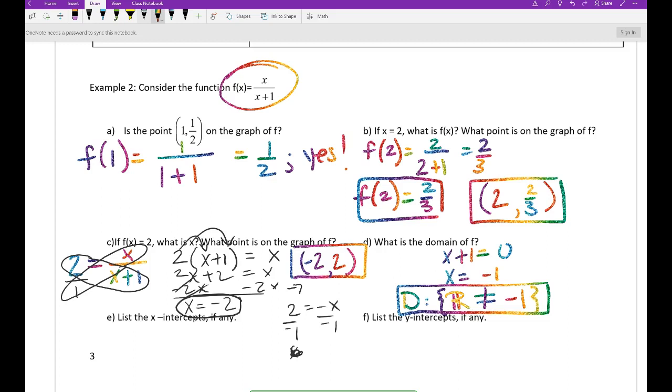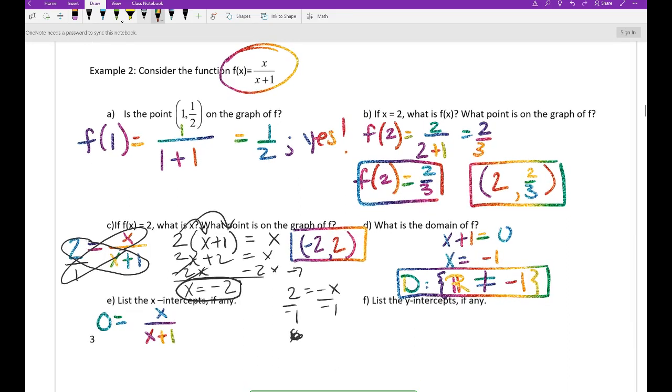All right. List the x-intercepts, if any. X-intercept is when y is 0. Okay, so here we go. I'm going to take y and put it equal to 0. Now, just like earlier, how do we solve for x? We cross multiply. Very good. I'm going to make this into a fraction. Whoa, snap, guys.